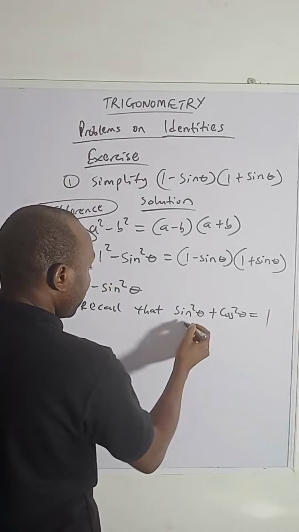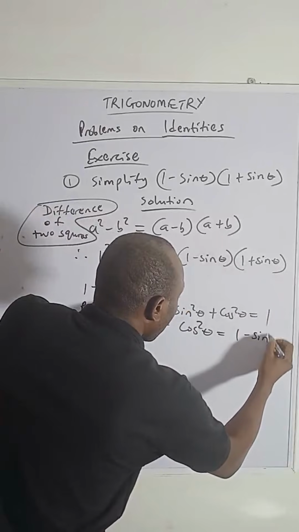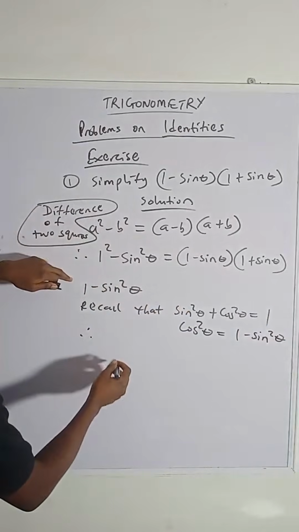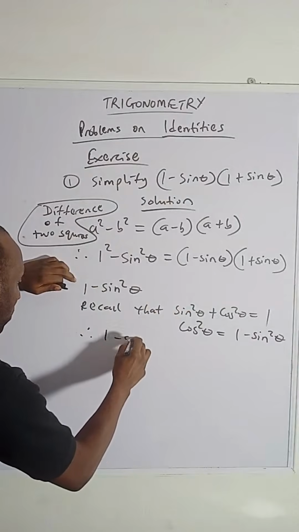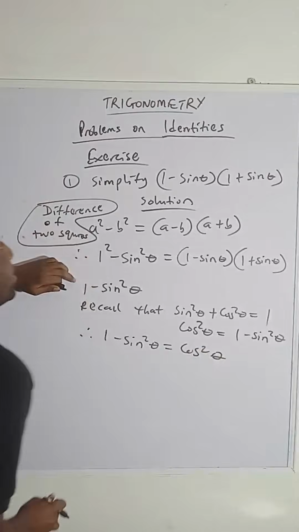Cos squared theta is equal to, move this over, minus sine squared theta. So therefore, 1 minus sine squared theta is equal to cos squared theta. And this becomes your final answer.